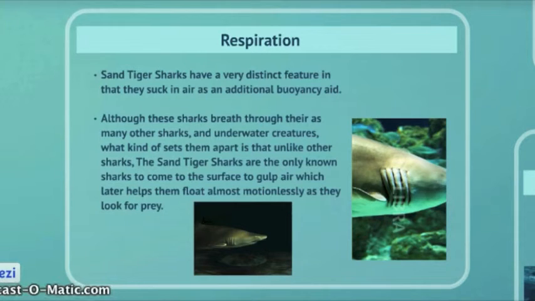Respiration. Sand tiger sharks have a very distinct feature in that they suck in air as an additional buoyancy aid. Although these sharks breathe through gills as many other sharks and underwater creatures do, what sets them apart is that unlike other sharks, the sand tiger sharks are the only known sharks to come to the surface to gulp air, which later helps them float almost motionlessly as they look for prey.